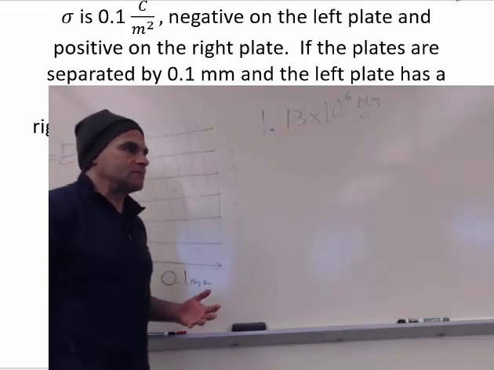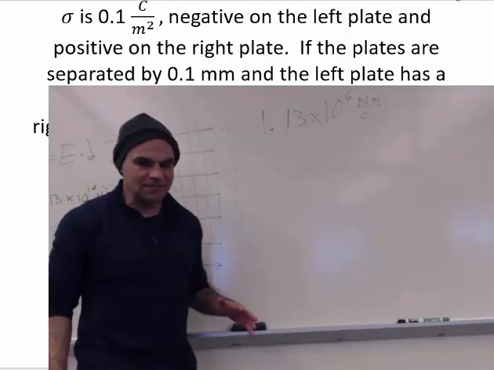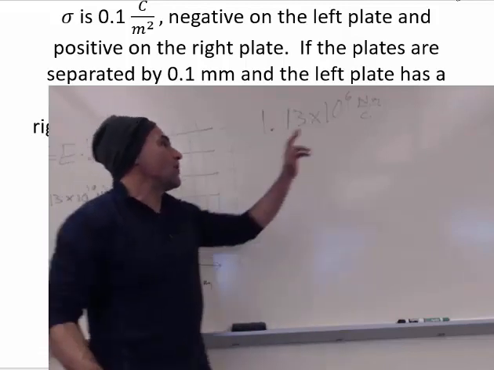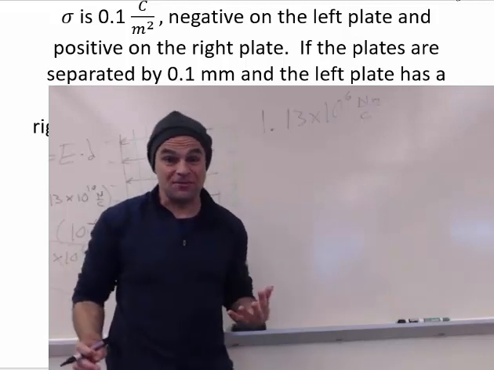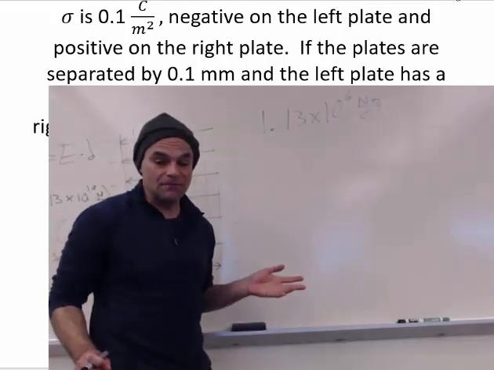Okay, I know you've just been chomping at the bit to turn on this next video so you can understand why these units are what they are. Because this is supposed to be potential. It's supposed to be in volts. What's this Newton meter per Coulomb?